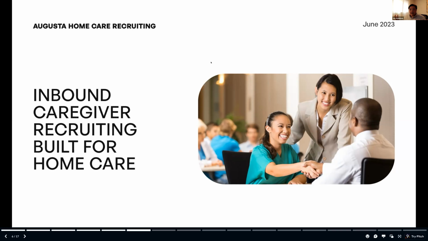So when I talk about Augusta as inbound caregiver recruiting, we automate that for you. So that way your HR manager recruiter can spend their valuable time speaking with the best possible applicants. They don't have to waste their time sorting through resumes, sorting through applications, trying to schedule that phone screen with your best applicants. It just happens for them automatically. It's a real innovation for home care agencies. And as you can see, it's built for home care. So that's all we do.